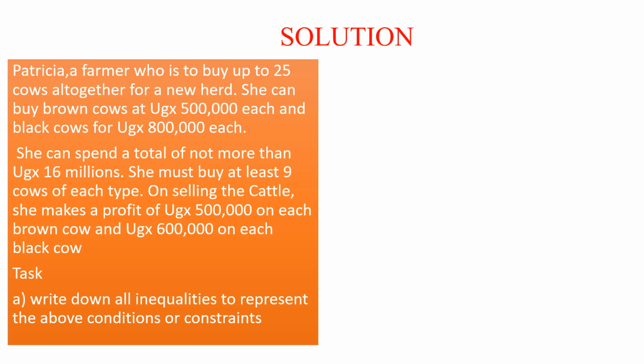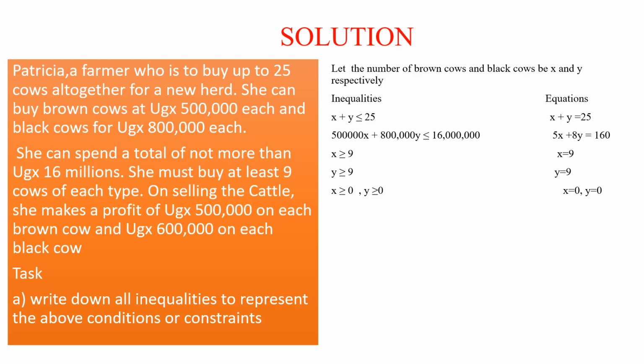Here we are going to let the number of brown cows be X and the number of black cows be Y. Defining your variables, remember, is our first step. So let the number of brown cows and black cows be X and Y respectively. Here they are saying she is to buy up to 25 cows altogether. It means that the total number of cows shouldn't go beyond 25. And here we shall have brown cows plus black cows is less than or equal to 25, and this is my inequality.